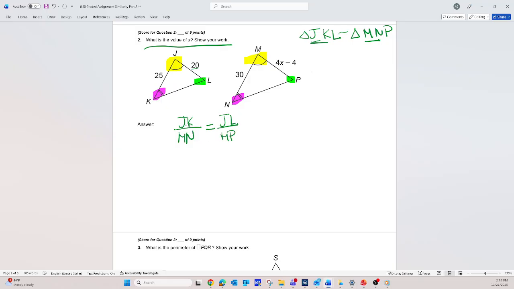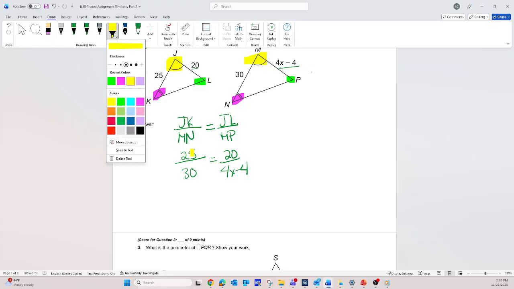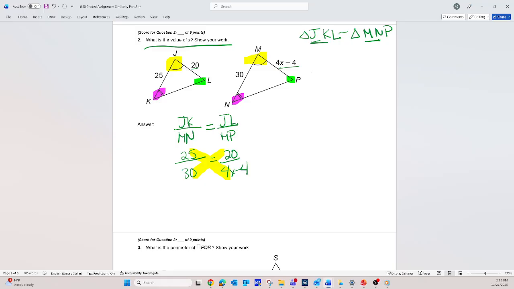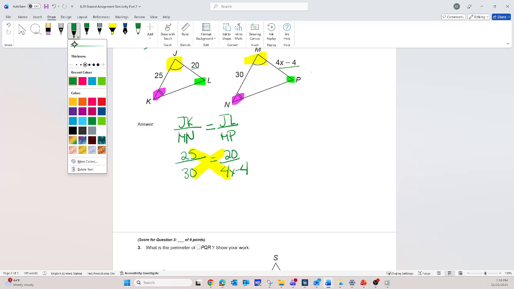I'm going to substitute. JK is 25. MN is 30. Then JL is 20. And then MP, which is my X, 4X minus 4. Okay? And then you solve by using cross multiplication. Right? So this way. I'm going to cross multiply. I'm going to help you out with the setting up, and then you're going to finish it on your own.